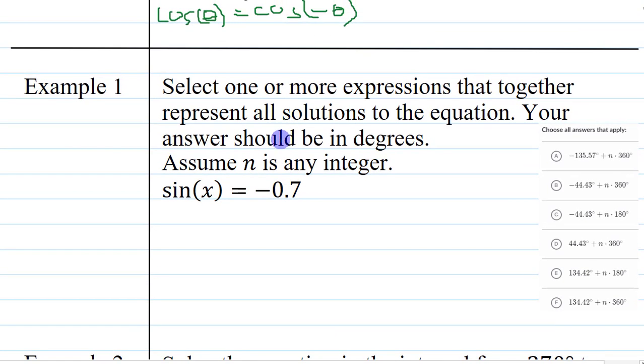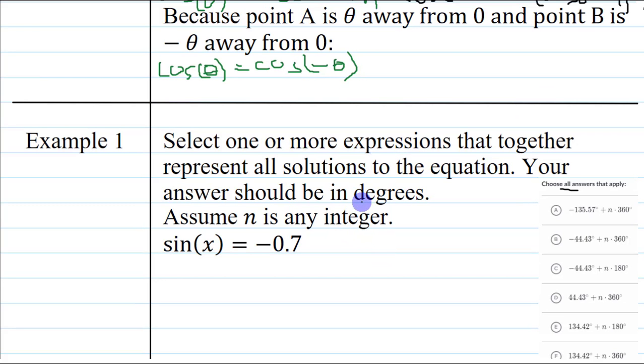Both of them are taken from Khan Academy. So I need to select one or more expressions. So there might be multiple answers. Notice it says choose all answers. I can select 5, I can select 1. Solutions to the equation. Your answer should be in degrees. So if I'm in degrees, that's important. I'm not in radians. Alright, so we're also assuming that n is any integer, just like we did above, and we have the following equation.